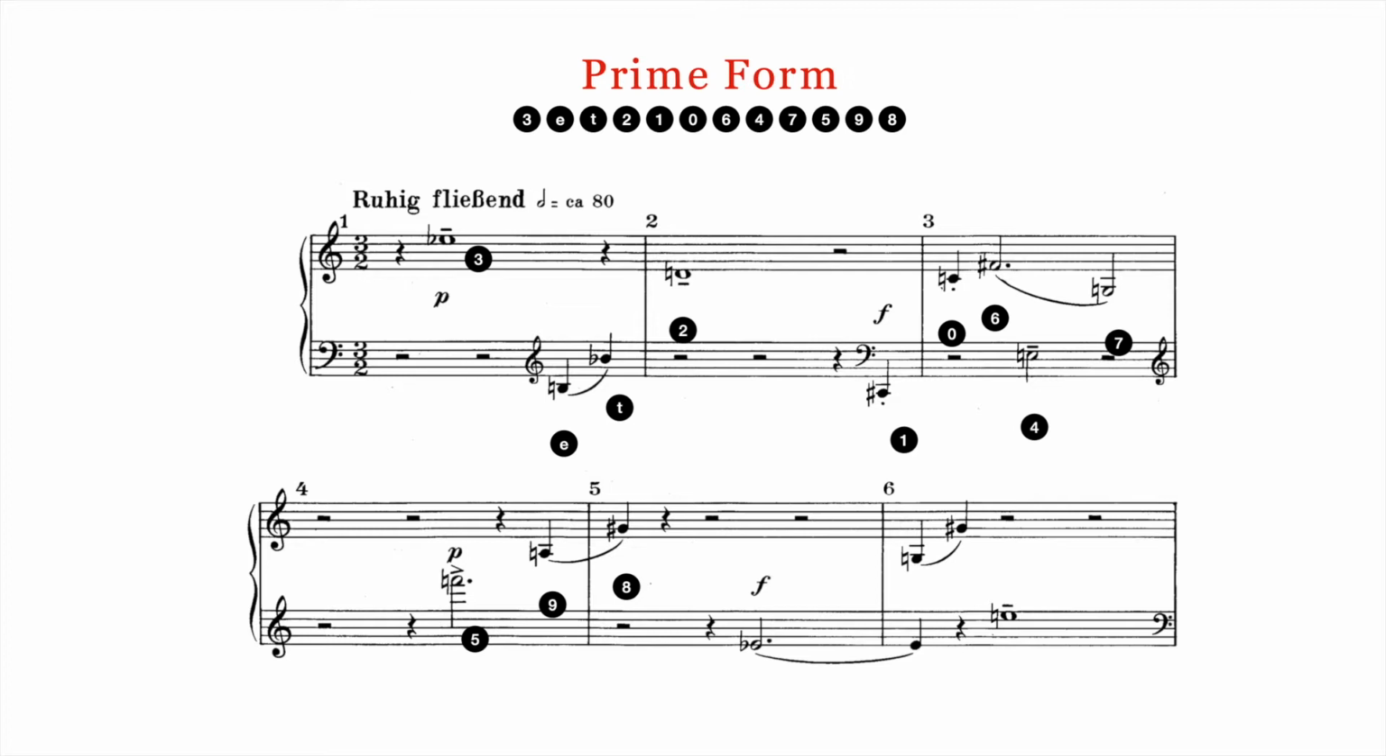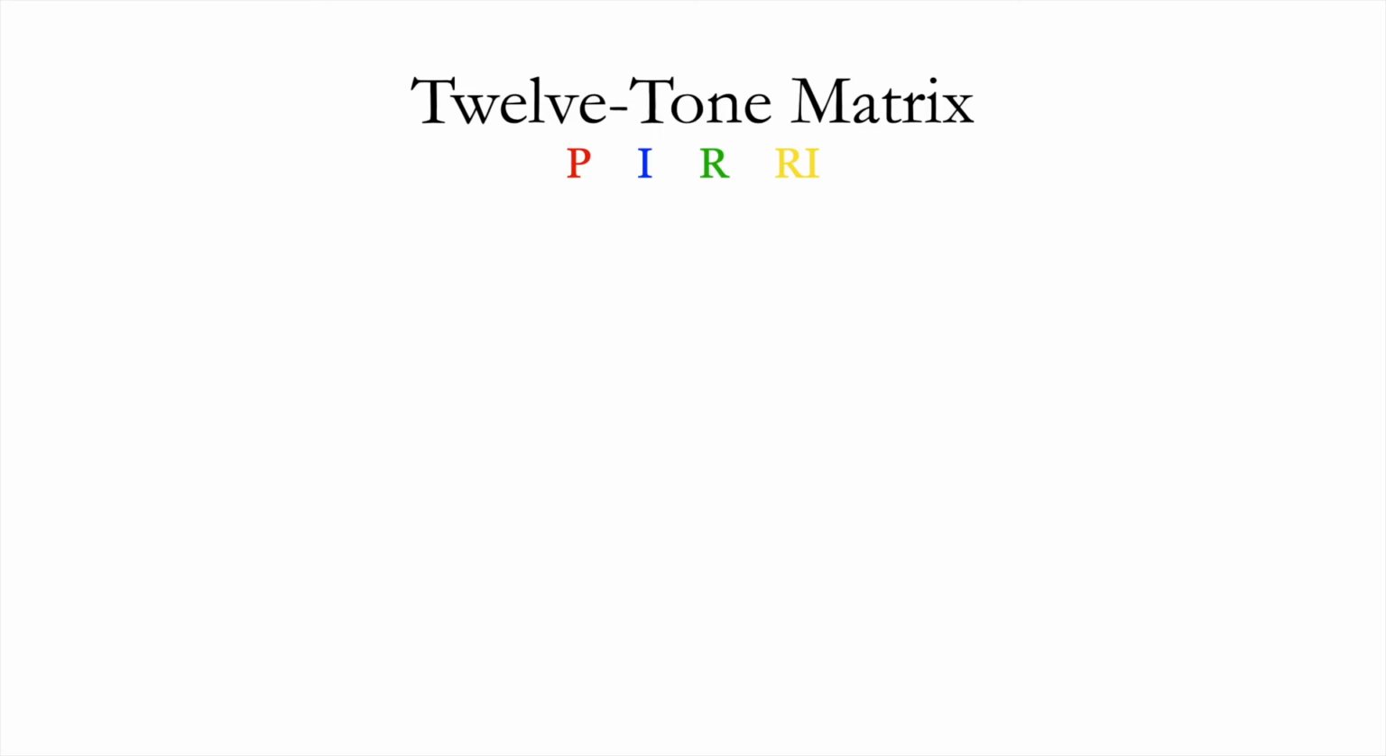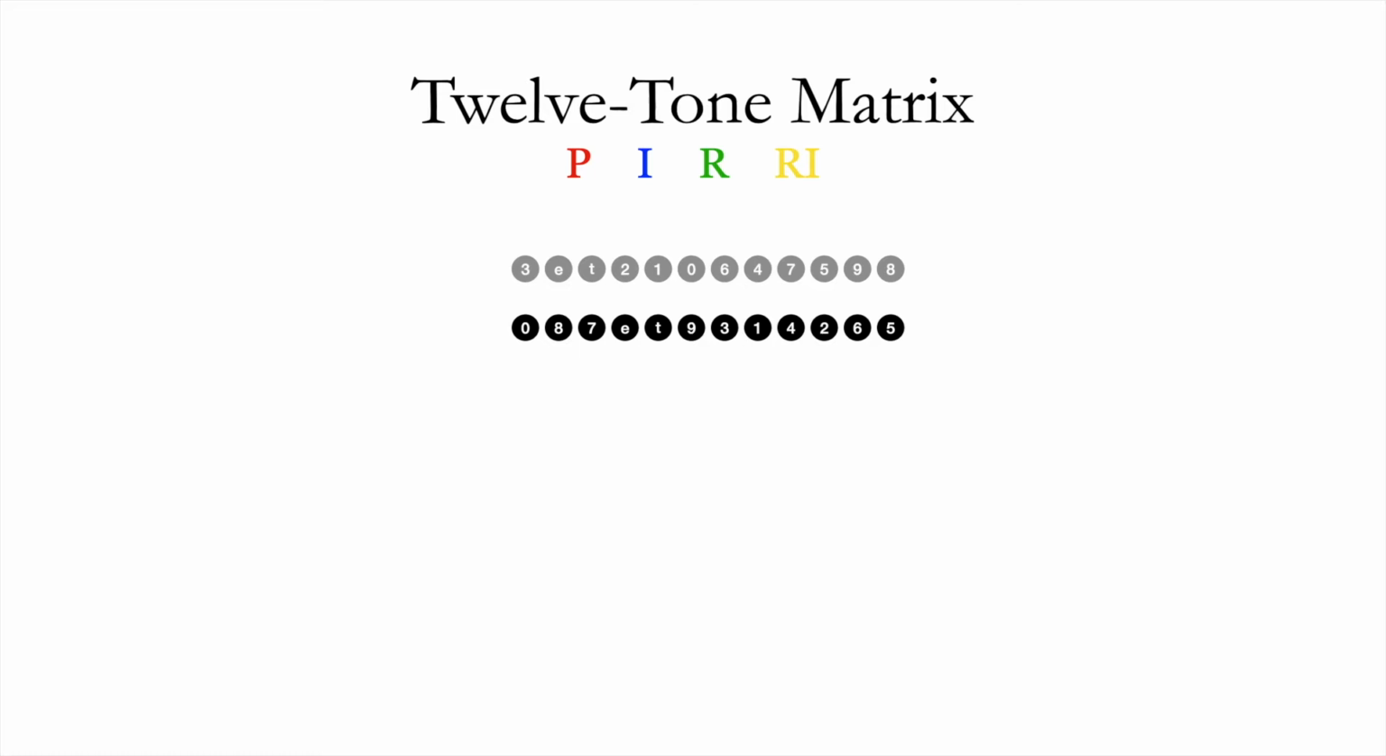In order to identify the transformations of a tone row more easily, we can construct a matrix that organizes all possibilities for transposition, inversion, retrograde, and retrograde inversion. We do this as follows. 1. Transpose the prime form to begin on 0 and use it as the first row of your matrix. This is referred to as P0.